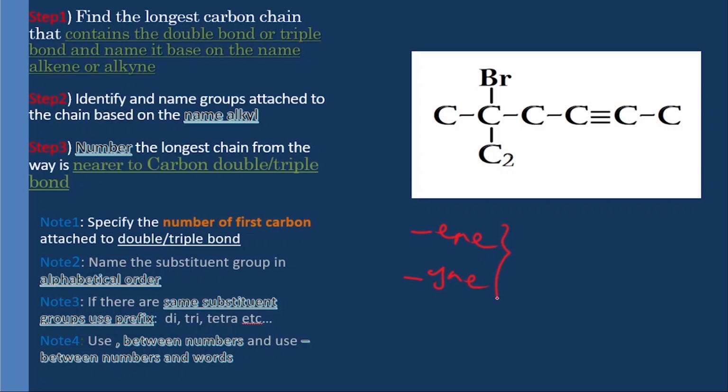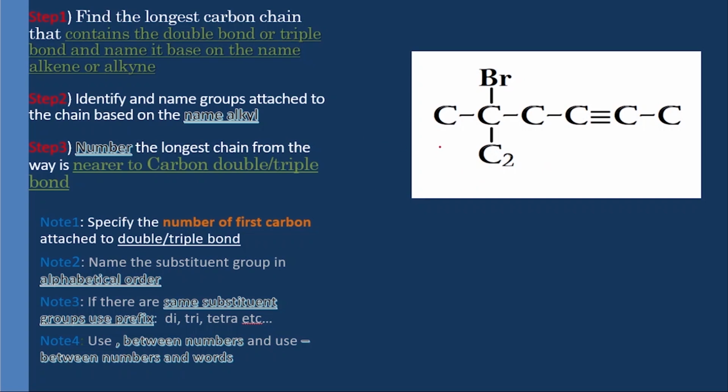For example, when the name of a main chain based on alkane is ethane, when it changes to alkene, ethane changes to ethene. When it changes to alkyne, the end of the name of ethane, which is based on alkane, is A and E, changed to Y and E, and it will become ethyne. Okay, let's name this structure step by step.